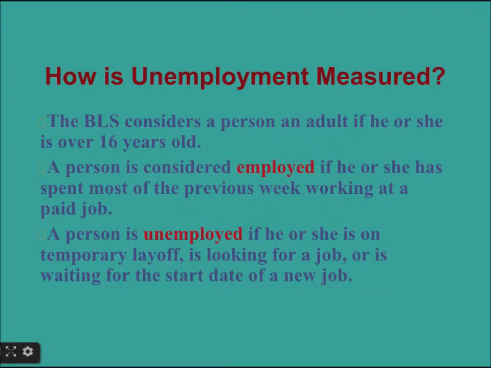How is unemployment measured? The BLS considers a person an adult if he or she is over 16 years of age. A person is considered employed if he or she has spent most of the previous week working at a paid job. A person is unemployed if he or she is on temporary layoff, is looking for a job, or is waiting for the start date of a new job.